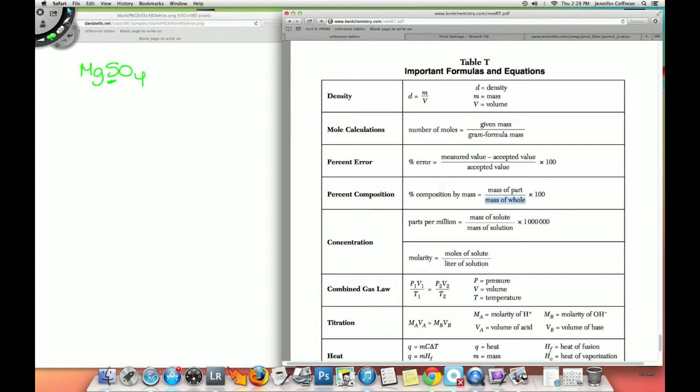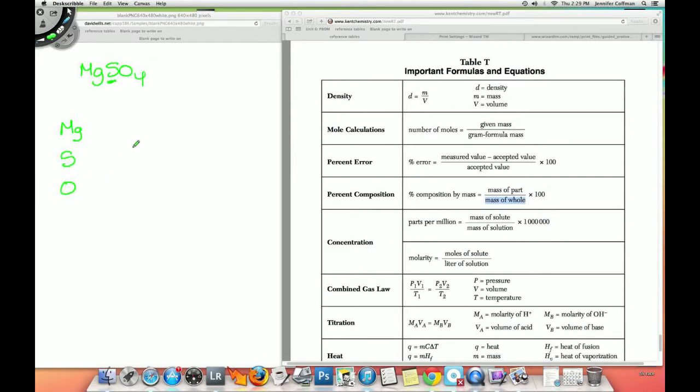When you were learning how to do gram formula mass, it was very important that you wrote it in a chart form. When you calculate your gram formula mass for MgSO4, or magnesium sulfate, the information is readily available to you. So let's calculate the gram formula mass, GFM, for this. That's going to give us the mass of the whole.